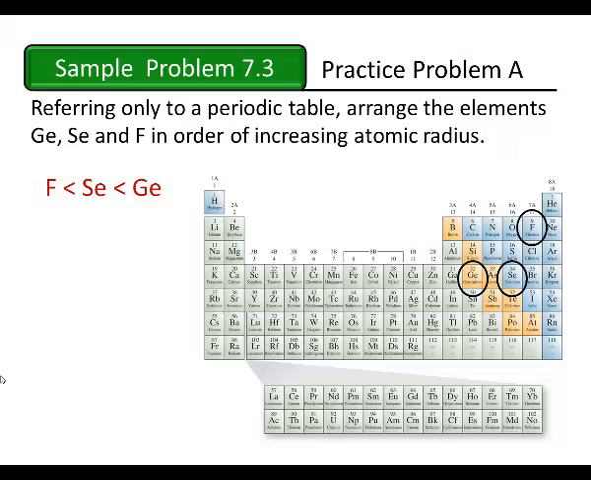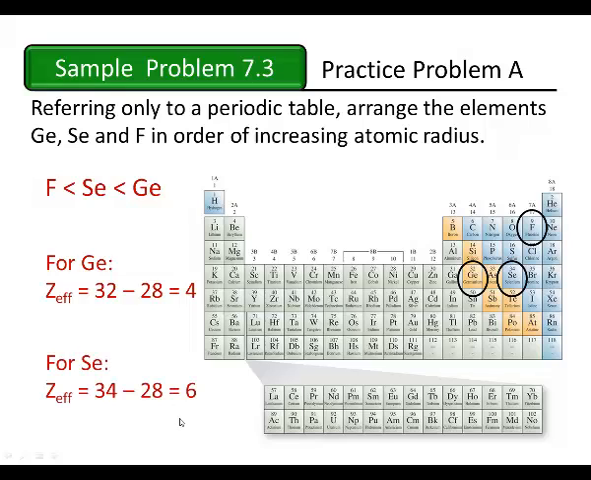When comparing germanium and selenium, these elements are in the same period, so we have to evaluate effective nuclear charge. When we estimate the effective nuclear charge on a valence electron in germanium, we find a value of 4. Effective nuclear charge is the number of protons, in this case 32, minus the number of core electrons, and germanium has 18 plus 10, or 28, core electrons. Therefore, a valence electron in germanium feels an approximate effective nuclear charge of plus 4.